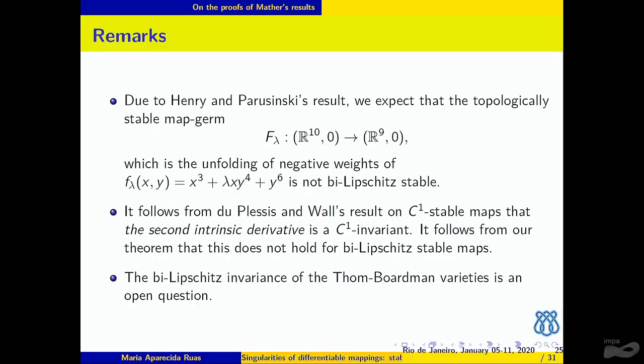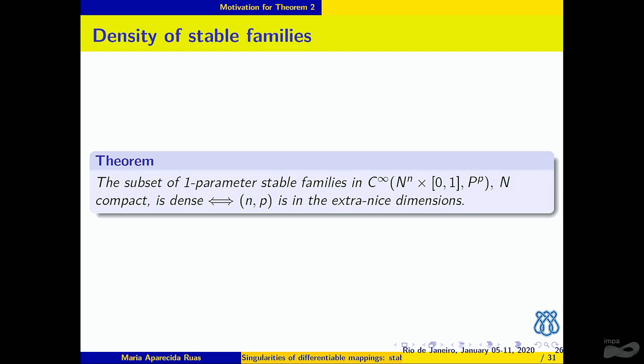Okay, finally, the second problem, I will not be able to present in detail. I just want to present the result. This is a very difficult result, in fact. So we proved, as I said, the analog of theorem A: the subset of one-parameter stable families is dense if and only if (n,p) is in what we call the externalized dimensions. The general idea is similar to the previous theorems, but it needs a much deeper insight into the classification of singularities of low dimension. But it's similar in the following sense.